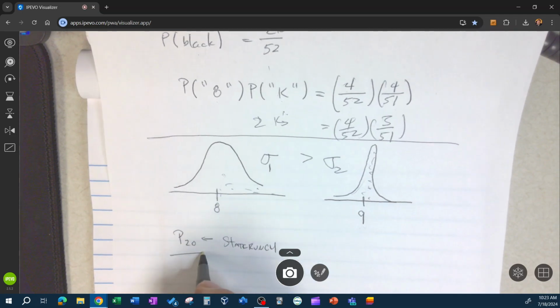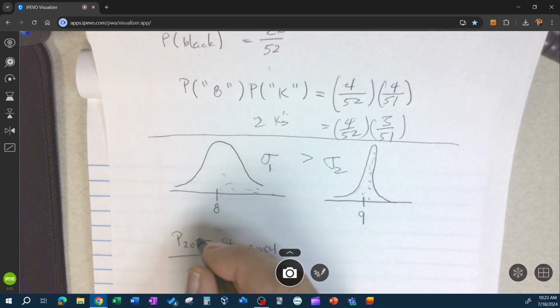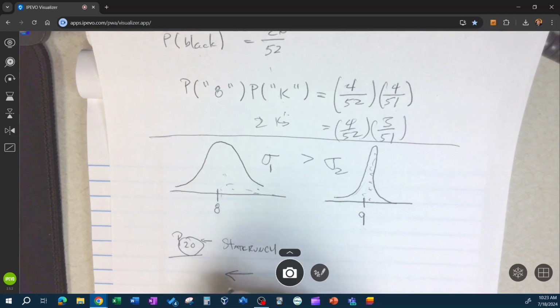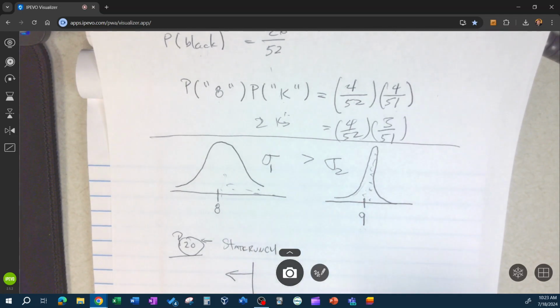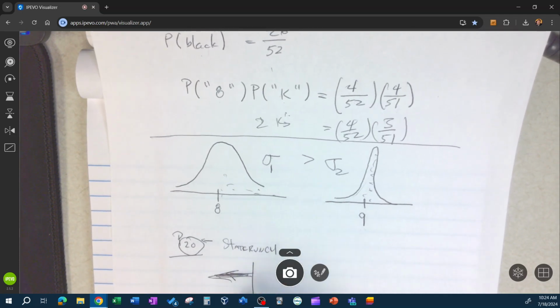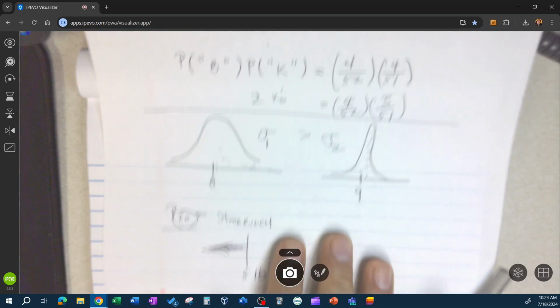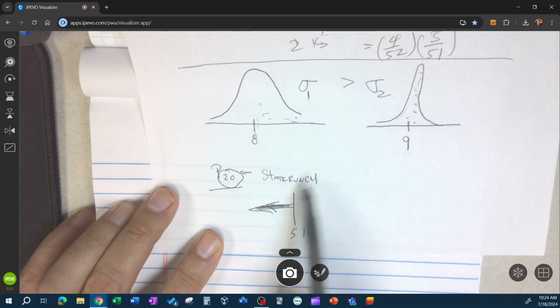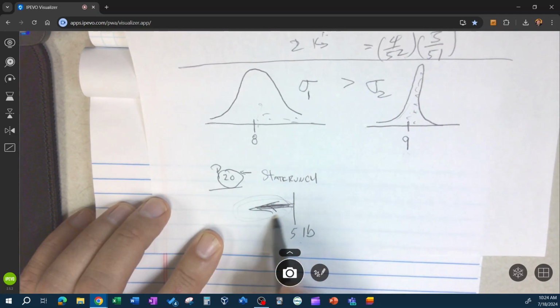But in a problem where it says the percentile, what does that mean? The percentile means 20% of the data is to the left of the percentile. All right? So, let's say the baby is in the 20th percentile, and the baby weighs 5 pounds. That means 20% of the babies are less than 5 pounds. Right? So the percentile is the percentage of data that's to the left of your data point.